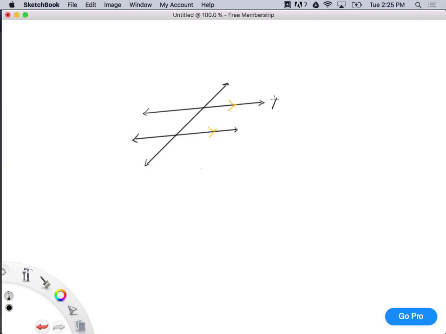So let's call this line P, this line Q, and this line L. Which one is the transversal? What would you say, Olivia? L. Line L is the transversal. Okay?